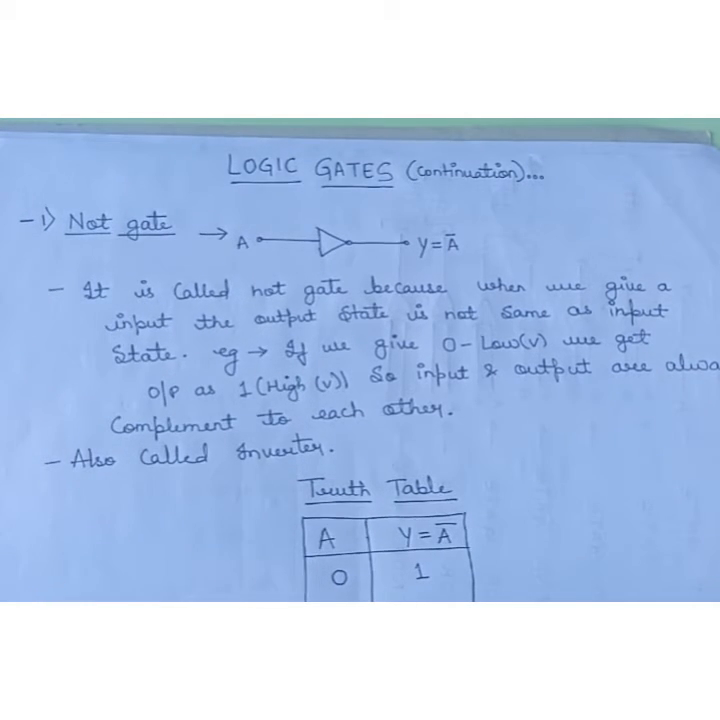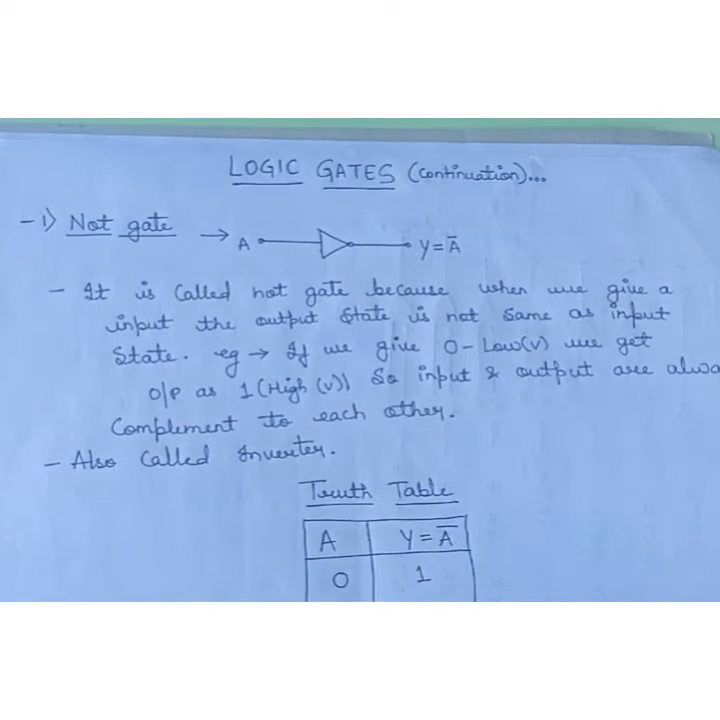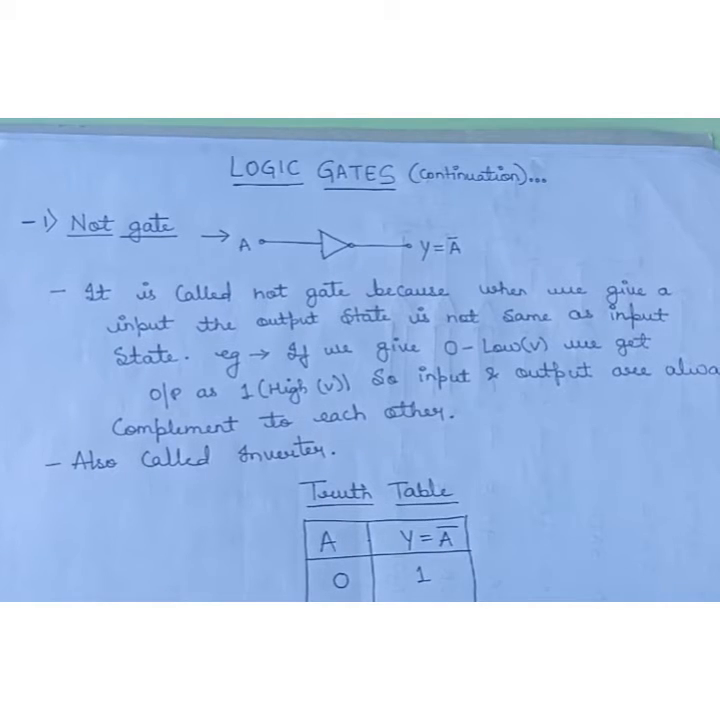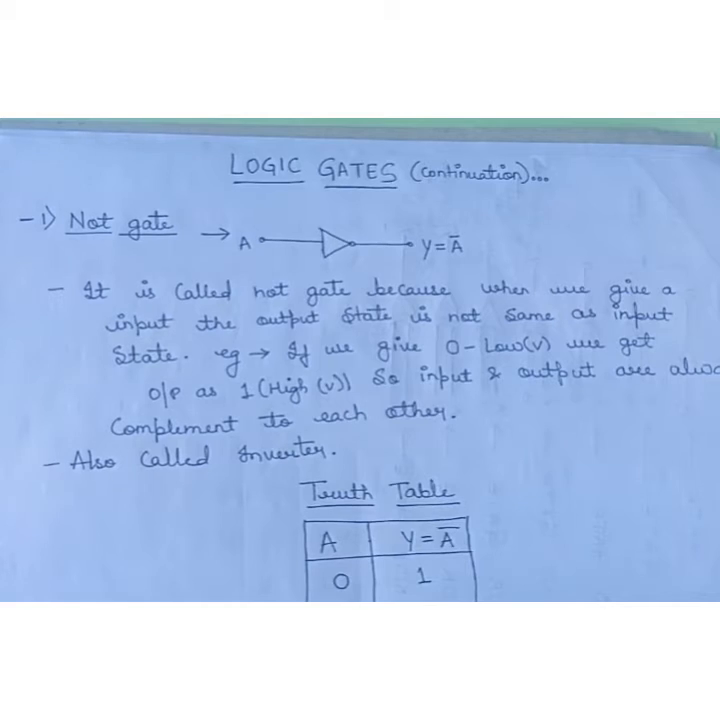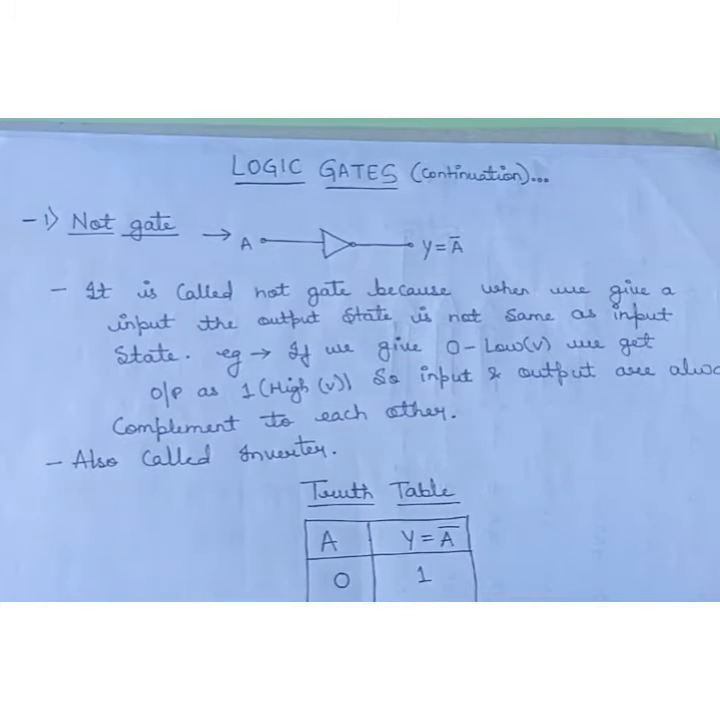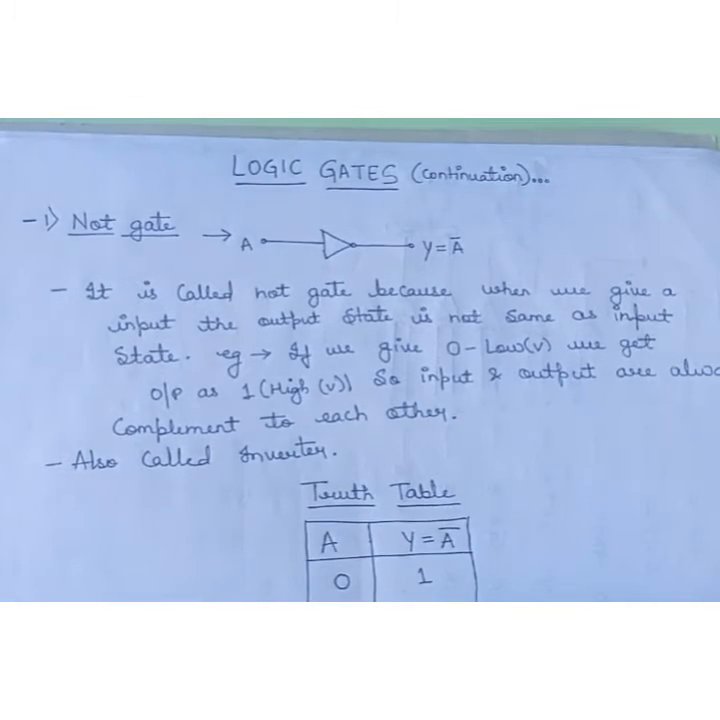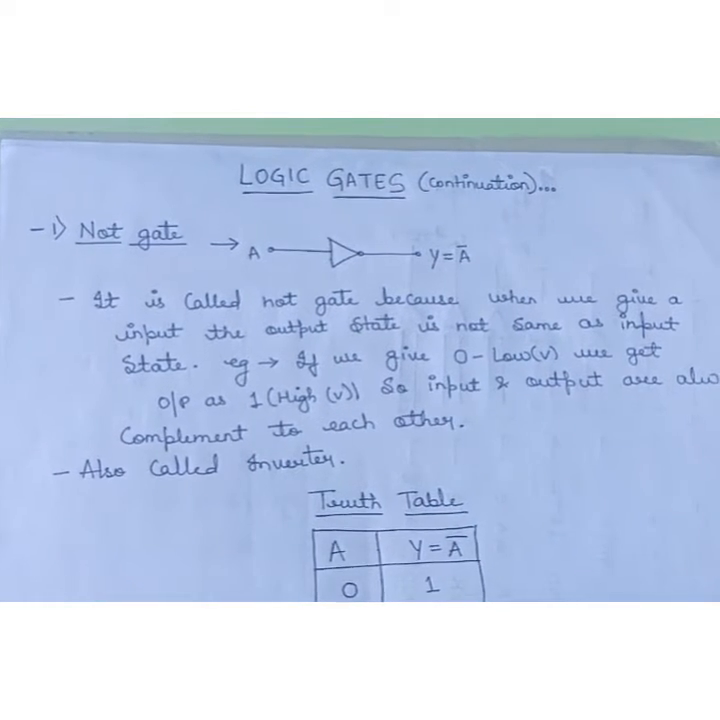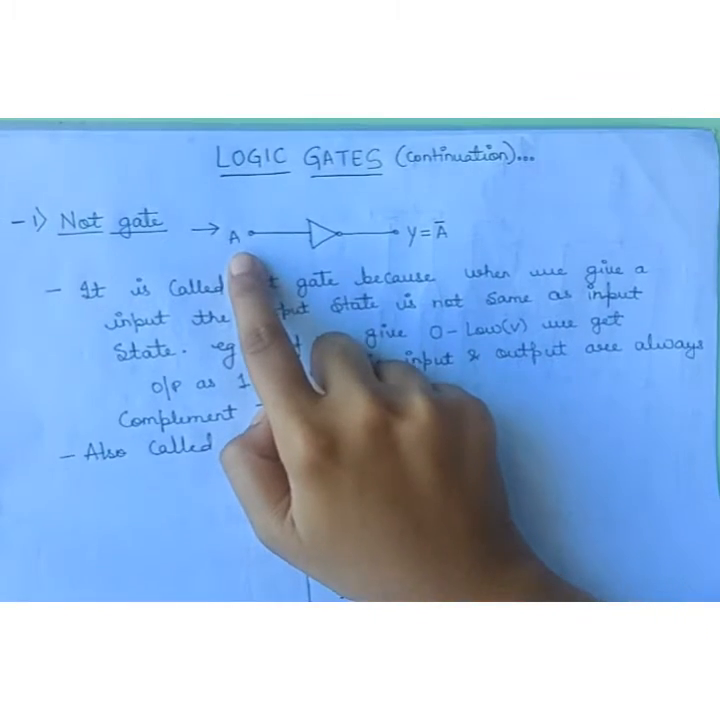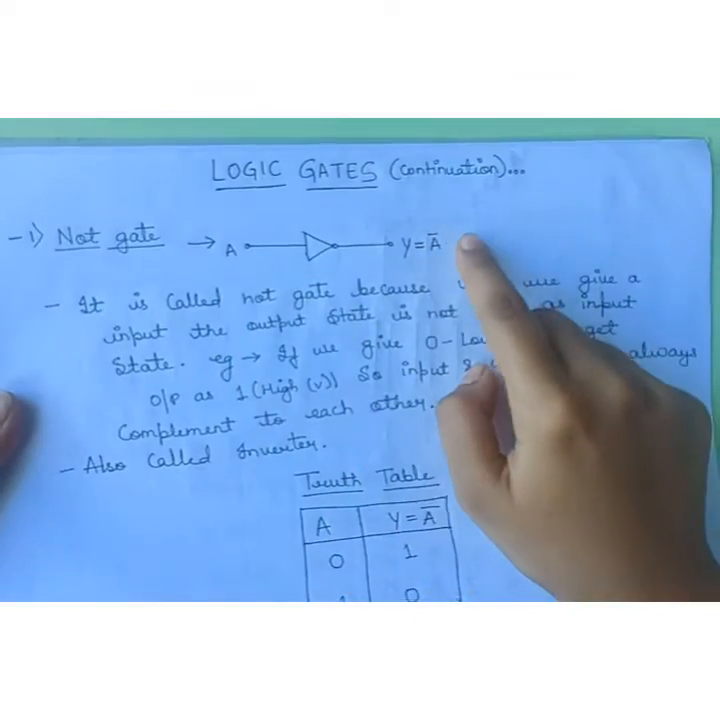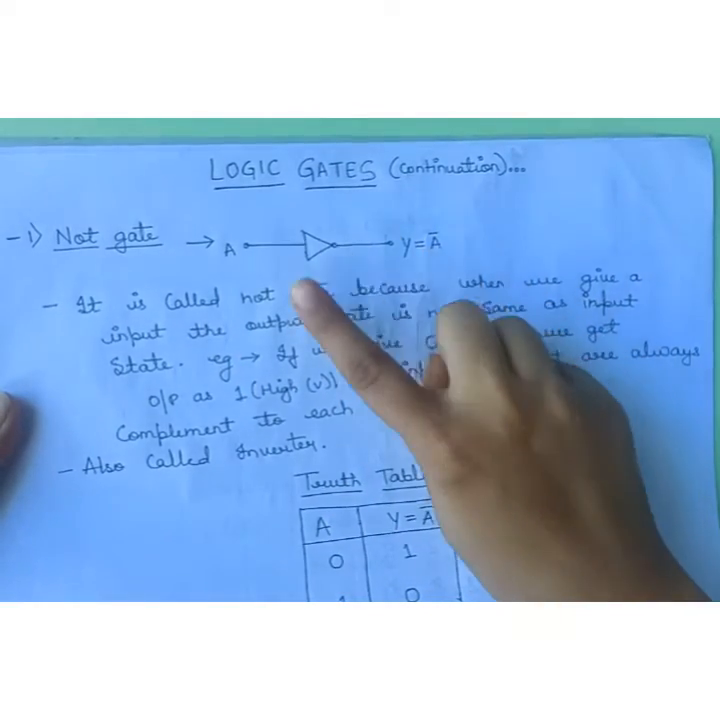As I explained in my previous video, there are three types of gates: basic gates, universal gates and special gates. In the category of basic gates, the first gate is NOT gate. So let's know about it. Here on the screen you can see the symbol of NOT gate. It is called NOT gate because when we give an input, the output state is not the same as the input state. Here you can see I have given the input as A. So the output is A bar, which is the complement of A.